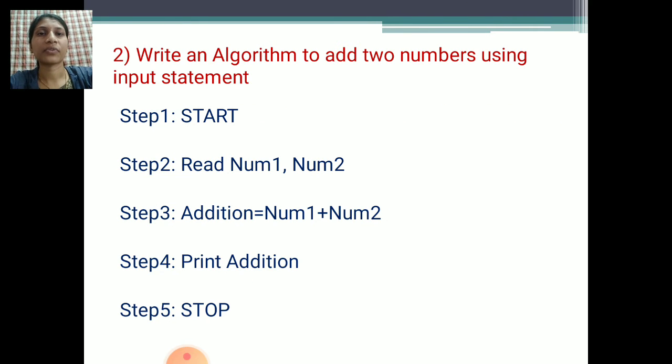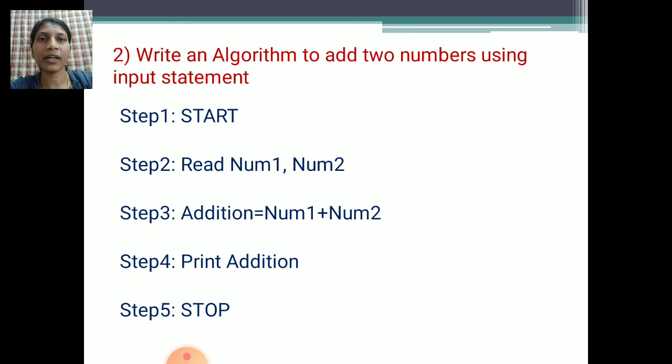Then the second one. See here, this is the second example of an algorithm. Write an algorithm to add two numbers using input statements. Meaning we give the input to the computer for addition, then give two numbers to the computer for processing, and it will add the two numbers. See here, step 1 is start the algorithm. Then step 2: whatever input you give to the computer for processing, declare those inputs in step 2. So step 2, read num1 and num2, meaning read two numbers.